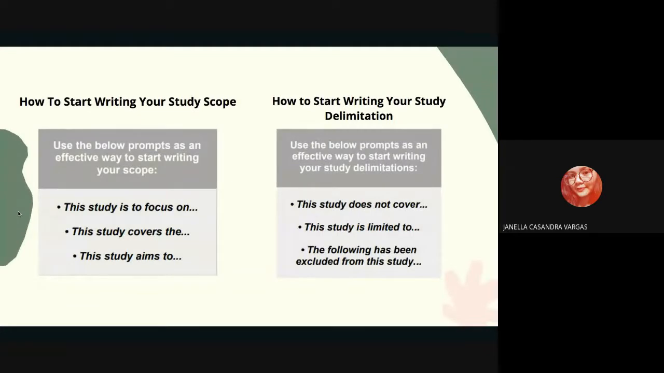But if you want your S&D to be more formal, you can split them into two paragraphs. For your scope, you can start with phrases like this: this study is to focus on, this study covers the, or this study aims to, and so on. And for the limitation, you can start with: this study does not cover, this study is limited to, and the following have been excluded from this study, and etc. Next slide.